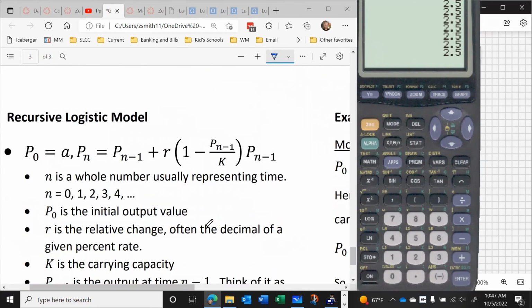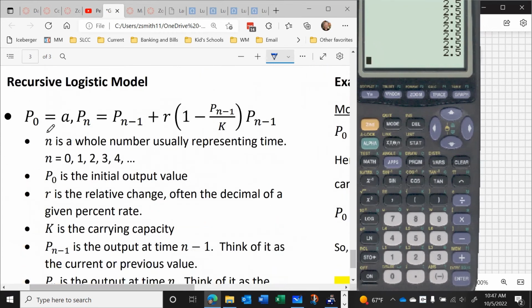Okay, so we have 13 minutes left. Let's take a stab at the recursive logistic model. This again will be given. It's a good thing because that looks nasty. We're given an initial value, and then it says the next value is found by taking the previous value and adding something to it. That something is the growth rate times 1 minus the previous value over the carrying capacity times the previous value. Just a recipe. It's an ugly looking recipe, but all it is is just a recipe.